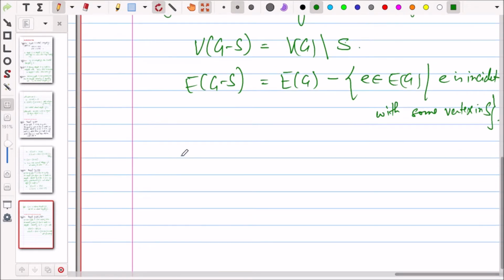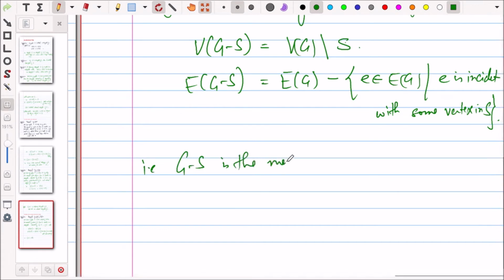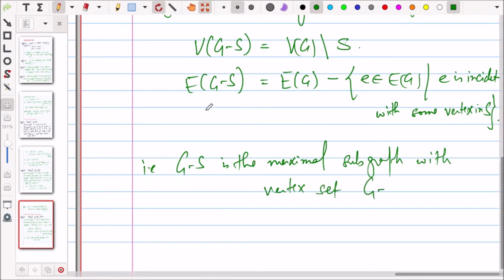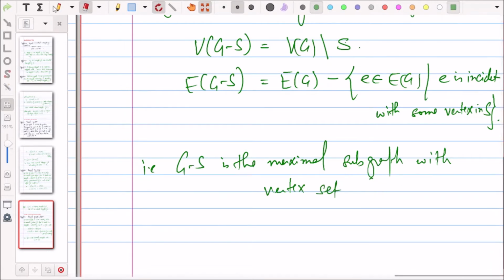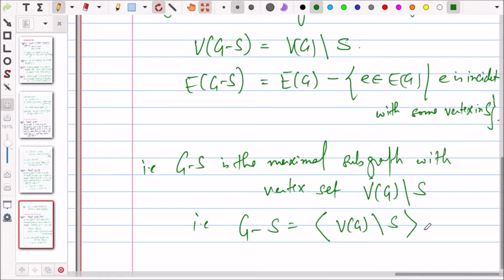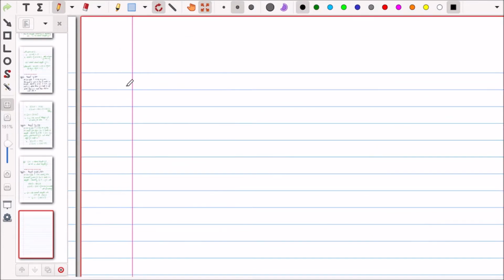G minus S is the maximal subgraph with vertex set V(G) minus S, right? That is, G minus S is the induced subgraph with the vertex set V(G) minus S. Fine? Yes, sir. Okay, now we will define removal of a set of edges.